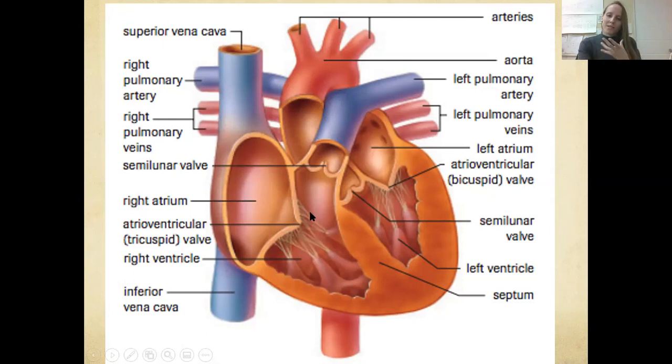Okay, and again, what all of these valves do, whether they're AV valves or semilunar valves, they make sure blood doesn't backflow. So for example, this valve is going to allow blood to be pumped from the right atrium into the right ventricle, but when the right ventricle pumps, the blood cannot go through the AV valve back into the atrium. Instead, it has to go through the semilunar valve to the artery.